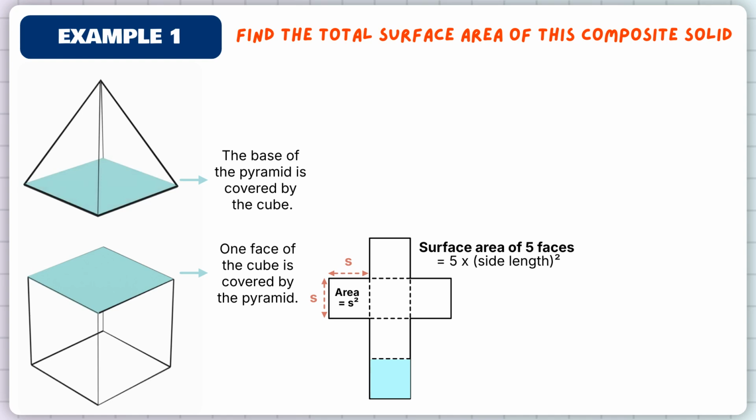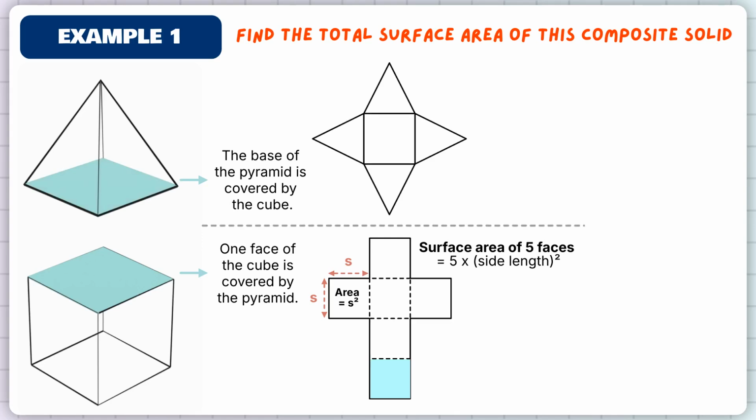Let's now consider the pyramid. A square-based pyramid has one base and 4 triangular faces. The square base is covered by the cube, so it isn't part of the surface area. Each triangular face has an area of half times base times height. Therefore, the surface area of the 4 triangular faces can be written as 4 times half times base times height.